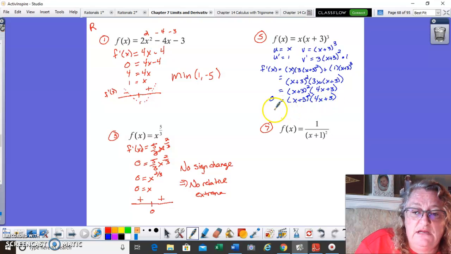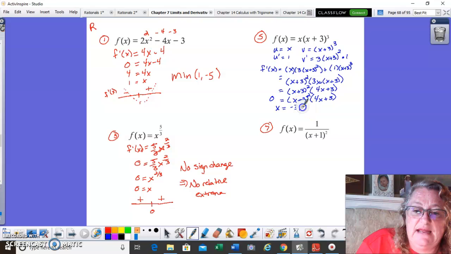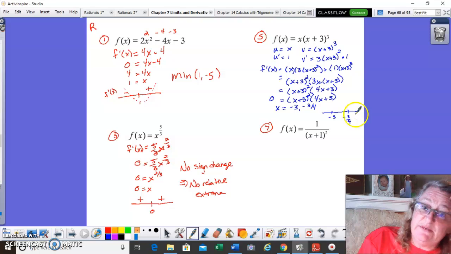So anyway, in the factored form, I can see that my x's are going to equal -3 and -3, that has multiplicity, but I'm only going to list it the one time, and -3/4. So on my sign diagram, I'm going to have a -3 here and a -3/4 here, and I'm going to test numbers in between.